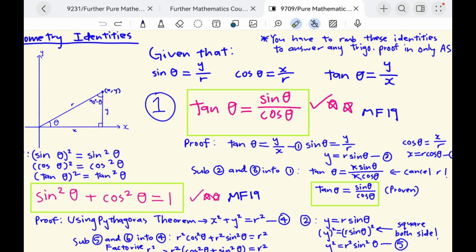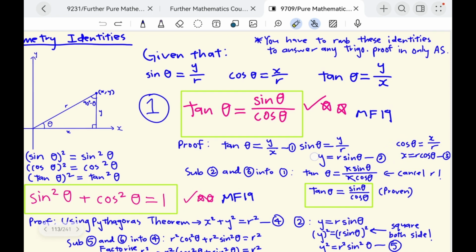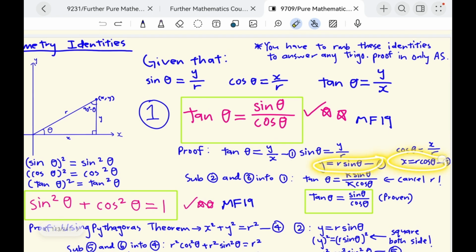Okay, so how to prove it? Let tangent theta equal y over x as your first equation. Sine theta equals y over r. But I want to get rid of the terms y and x, right? So convert these equations into y as the subject in terms of r, as well as x in terms of r. Label these two as equation 2 and equation 3 respectively.